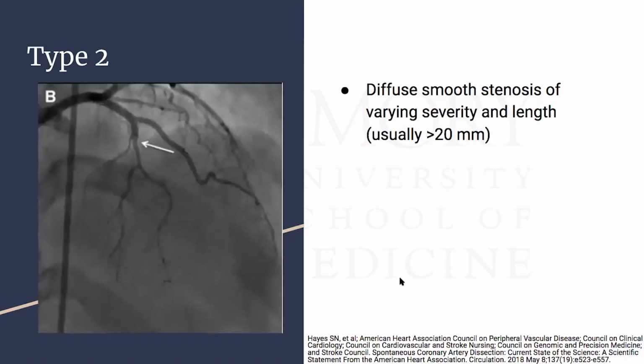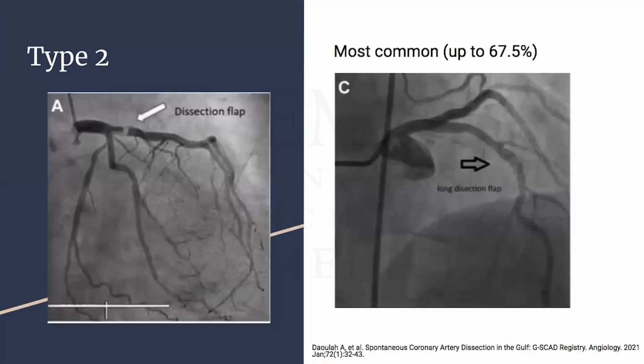Type 2 is described as a diffuse smooth stenosis of varying severity and length, usually greater than 20 millimeters. Type 2 SCAD is actually more common. It makes up to 67% of patients presenting with SCAD, and type 1 is the second most common, making up 30%, followed by type 3 at 3%.